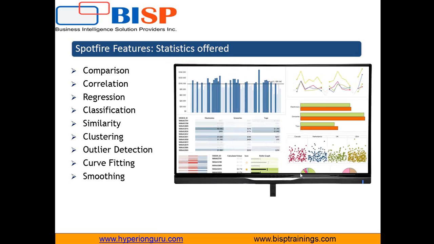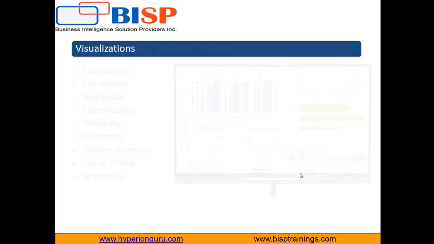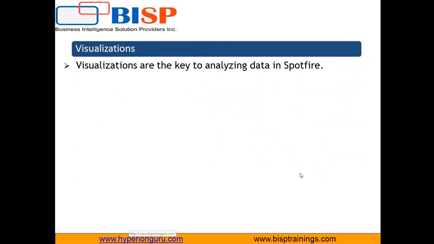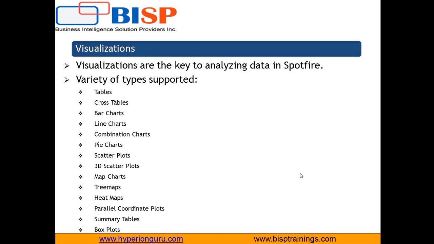So visualization. Visualizations are the key to analyzing data in Spotfire. A variety of types are supported. So we have tables, cross tables, bar charts, line charts, combination charts, pie charts, scatter plots, 3D scatter plots, map charts, tree maps, heat maps, parallel coordinate plots, summary tables, and box plots. So these are some of the visualizations which are supported in Spotfire.